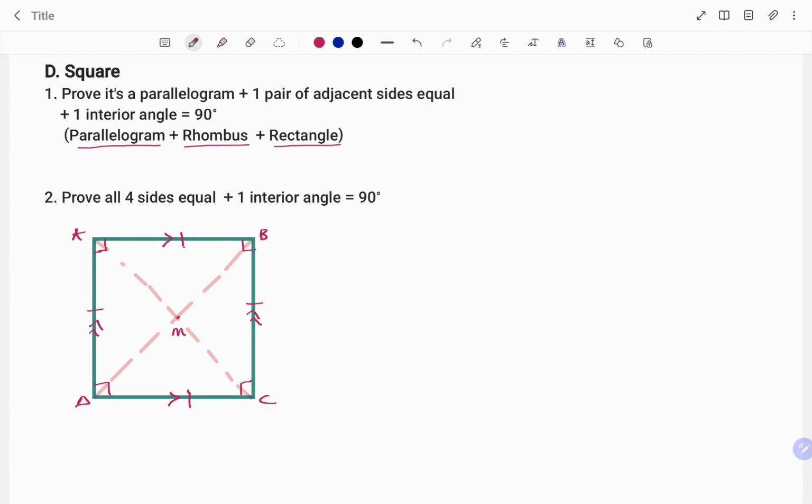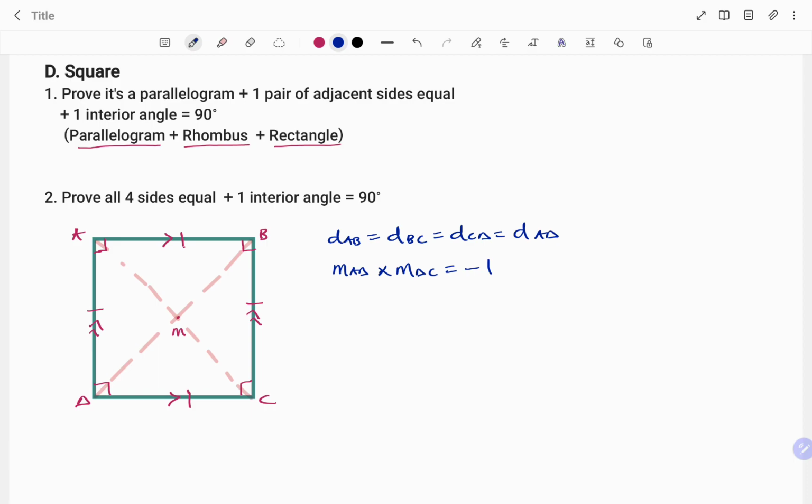The second option is to prove that all the sides are equal. And proving that all the four sides are equal, you need to show that the distance AB is equal to the distance BC, that's equal to the distance CD, equals the last side AD. Also, you need to prove that one interior angle is 90 degrees. That is, if you find the gradient of AD multiplying the gradient of DC, that will give you -1, and that goes for the other angles.